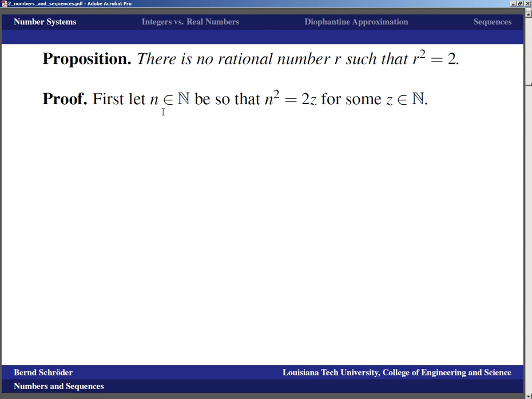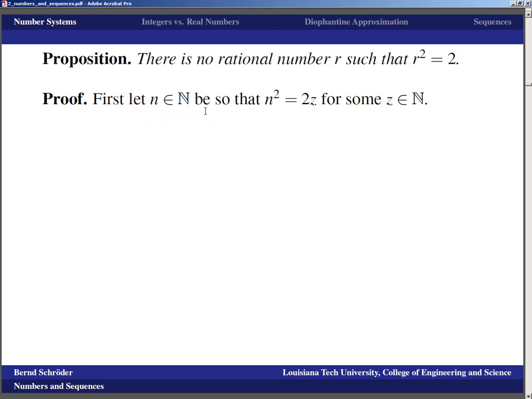Okay, we take n element of N. Feel free to use what is called set notation, and so n element of N just means that n is a positive integer. First we're going to talk about a natural number whose square is twice another natural number.